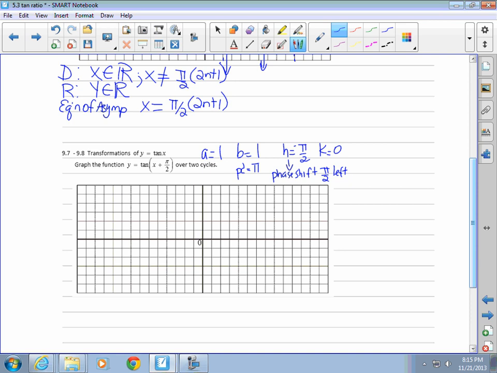So the first thing I want to do is take a look at, okay, what is my transformation? So in this case, your transformation is pi over 2, which is my phase shift to the left.